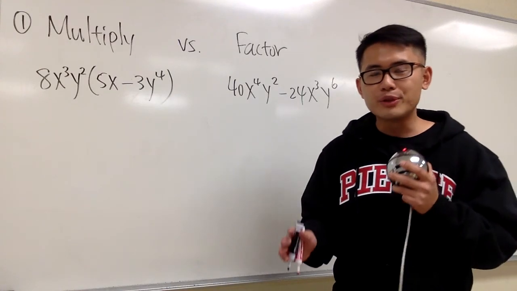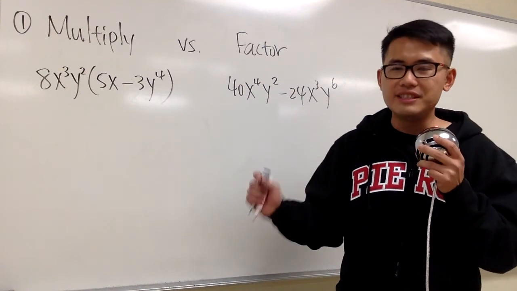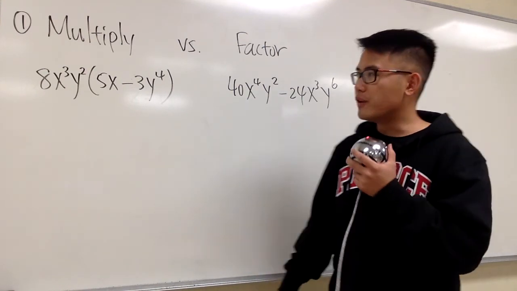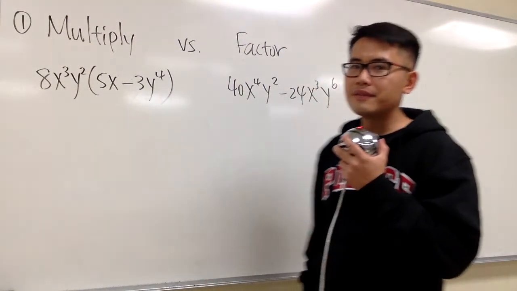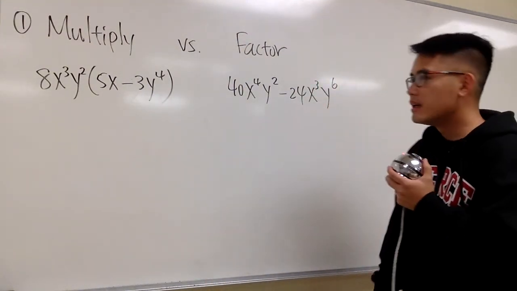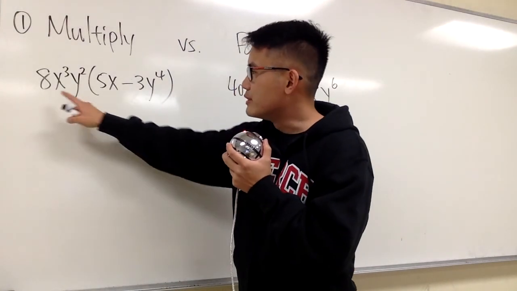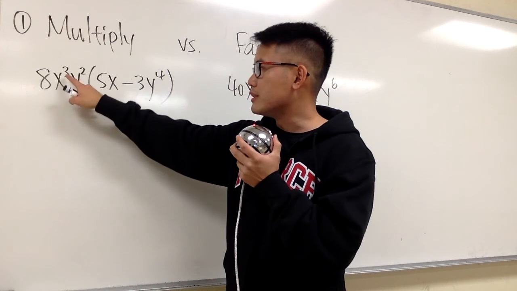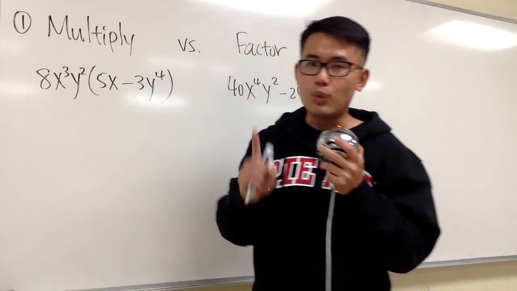In this video, I'm going to show you guys how to factor out the greatest common factor, namely the GCF. And before I do that, for the first example, I'm going to show you guys a connection between multiplying versus factoring, okay? So let's talk about this one first. We are going to multiply this with that, and you see we have 8 times x to the third power, y to the second power, right? This is technically just one term.